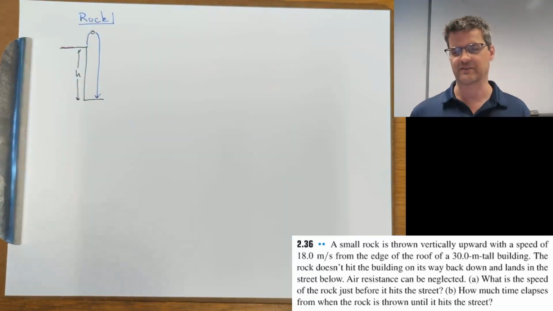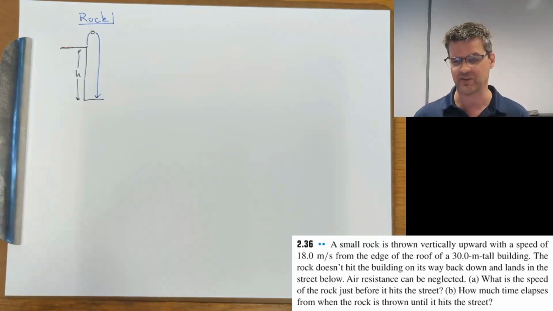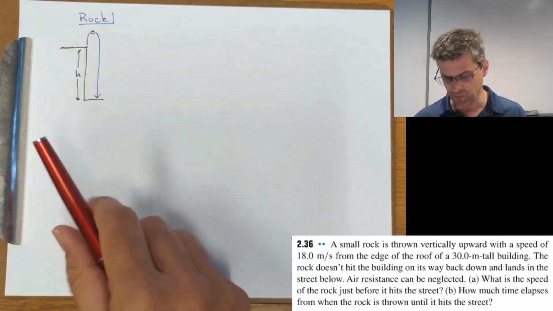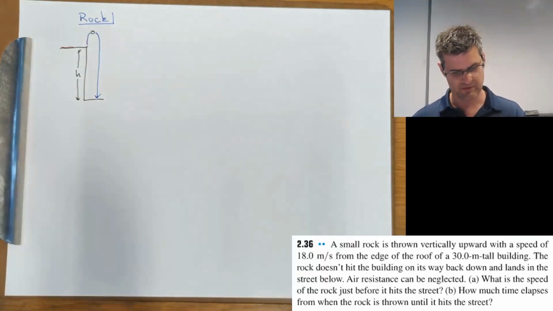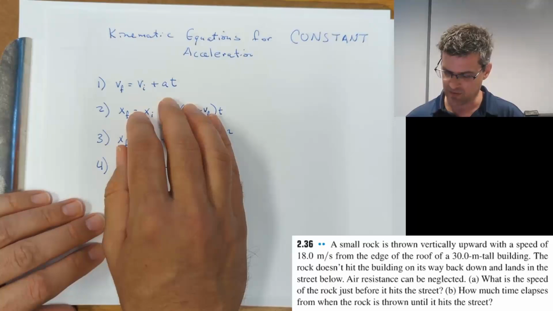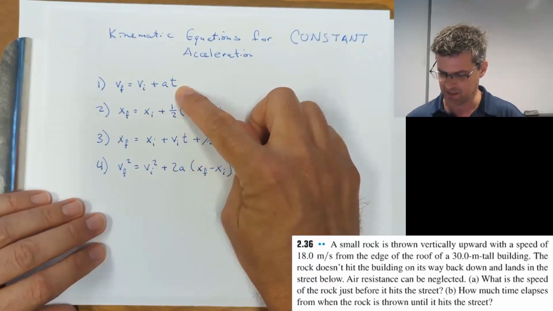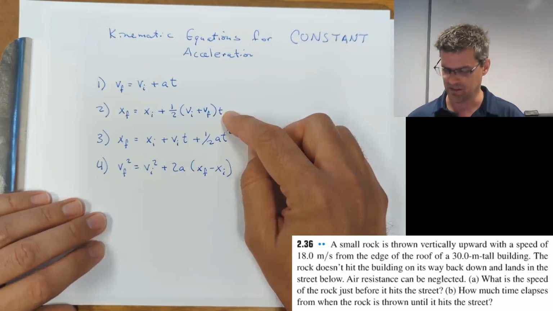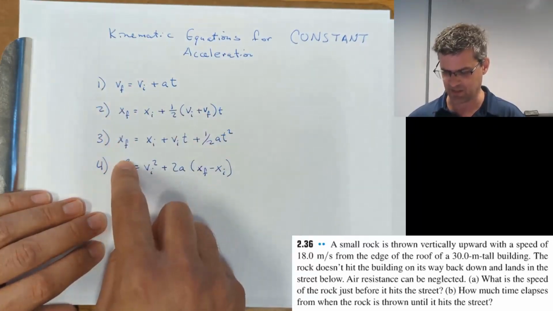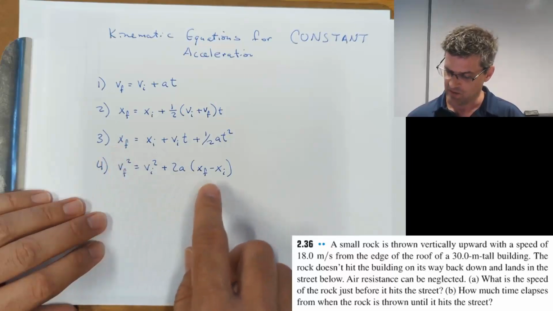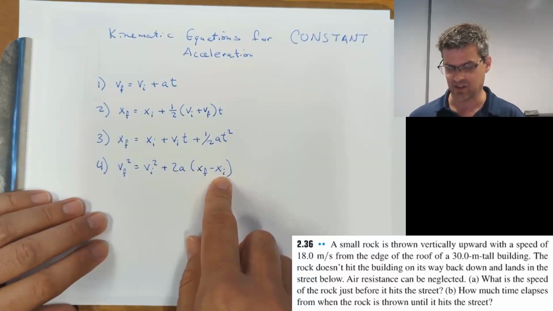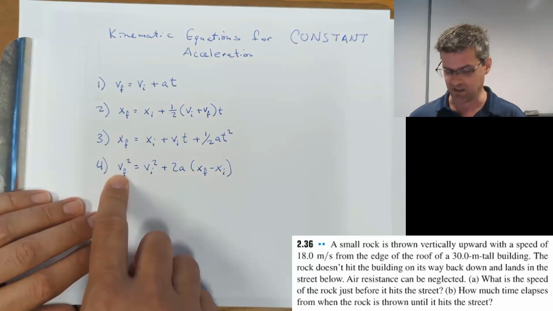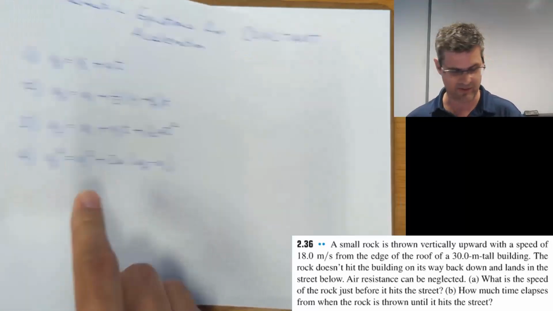What are some things that we're asked to find? First, we're asked to find the speed of the rock just before it hits the street. So what are some things that we can do? I don't know how long it is in the air. We're going to find it later. These first three kinematic equations don't help me. But I do know how the height changes from the initial time to the final time. I know what the initial velocity is. I can find the final velocity. That's totally fine.